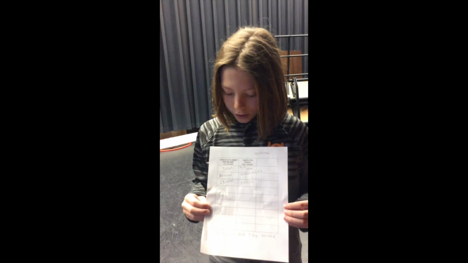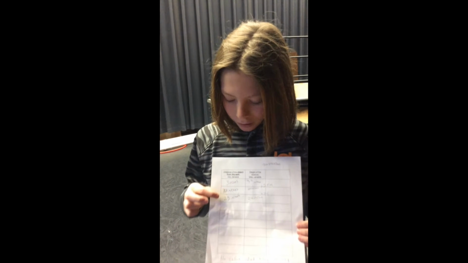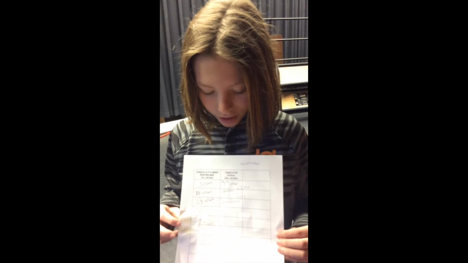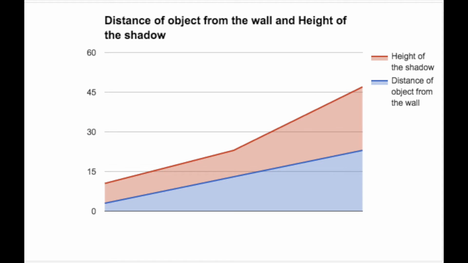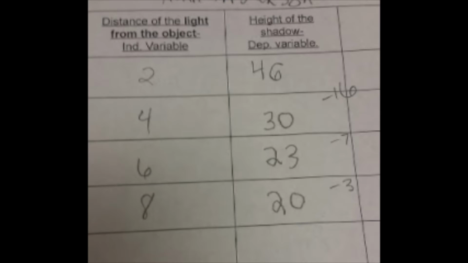When we moved our object equal distances and it gained 10 inches each time, the height of the shadow was different for each one. The trials we did with various increments of distances from the light source showed the same results of no proportional relationships.